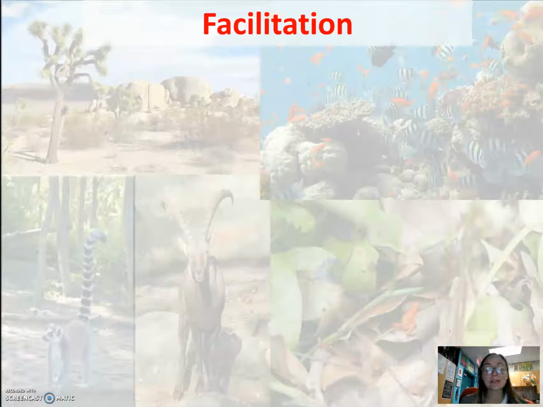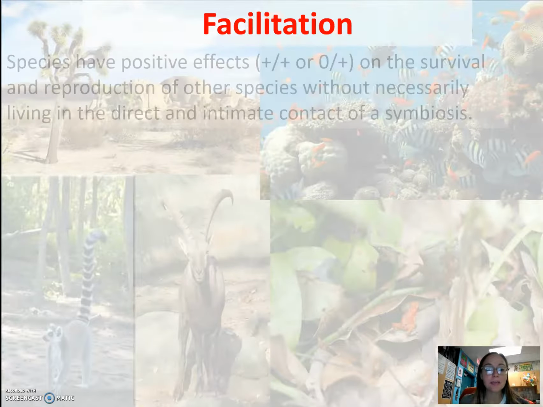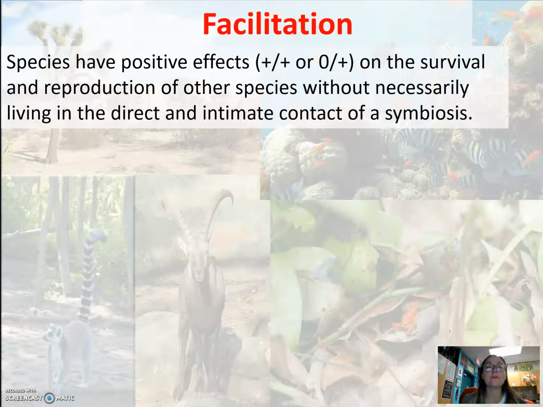So this is community ecology video number 2, and another type of interaction between two different populations within a community is facilitation. This is where a species has a positive effect on the survival and reproduction of other species without necessarily living in direct or intimate contact of a symbiosis.